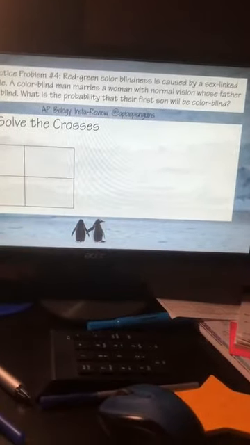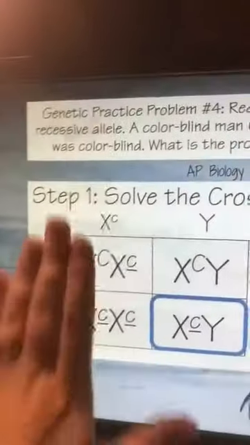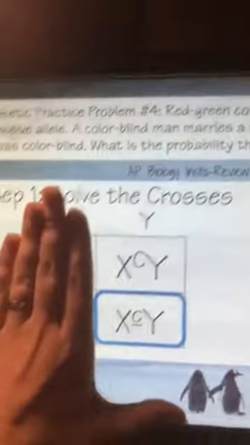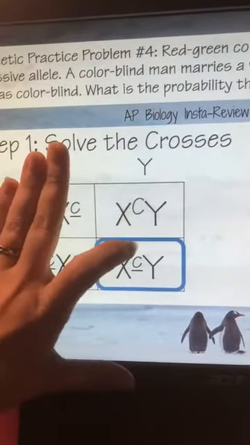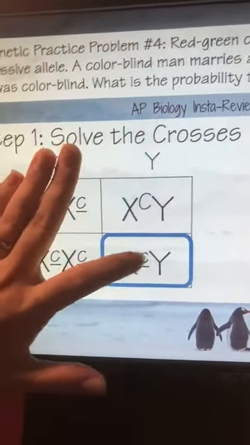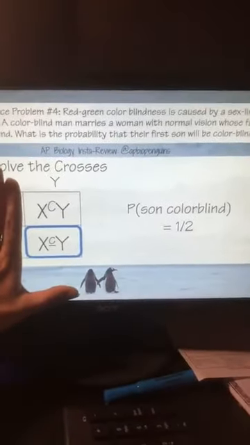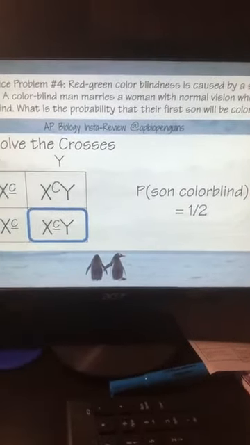Now the second question is, what's the probability that the first son will be colorblind? Now I'm asking, what's the probability of having a son and that son being colorblind? By saying the gender first, by saying it is a biological male first, we're only going to look at that part of our Punnett square. So let me flip it back over. Now we only look at this. What's the probability that you're going to have a male that is colorblind? That's 1/2, because there are only 2 options here: a normal male and a colorblind male. So 1/2 is the probability of having a son that is colorblind.